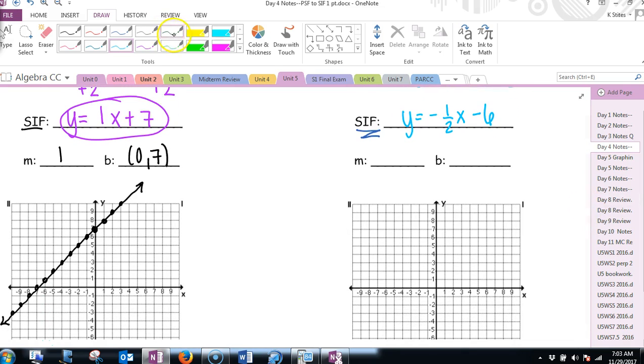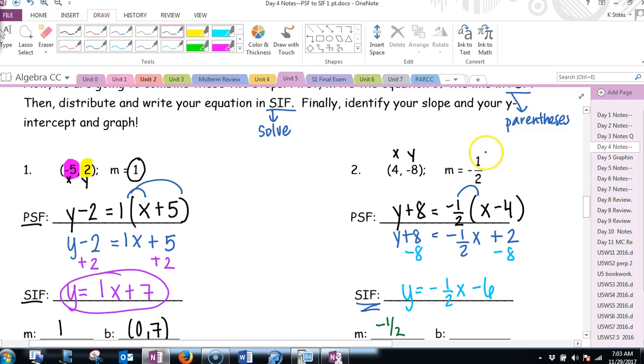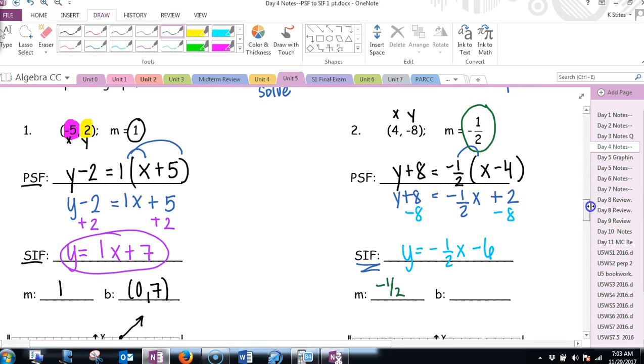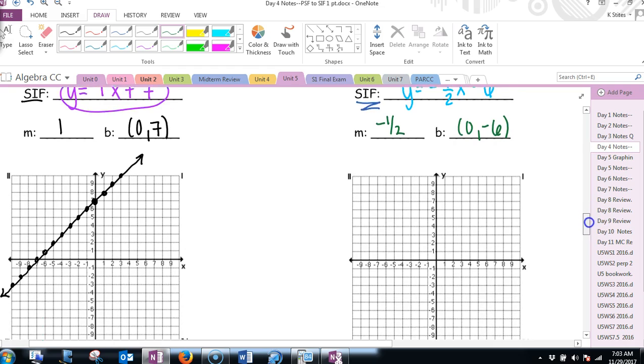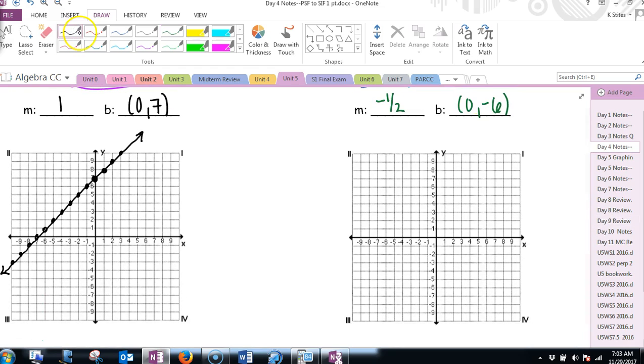Now we're going to go ahead and graph. M is negative 1/2, which it should be because we were told it was negative 1/2 up here. Okay, same here. Our slope was 1. We should get a 1. And y-intercept will be 0, negative 6. Okay, so remember, start at your y-intercept, your starting point, down on your y-axis. Careful with your slope. It's negative, so our line should be going downhill.